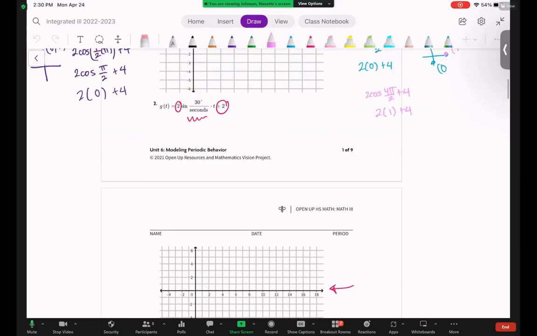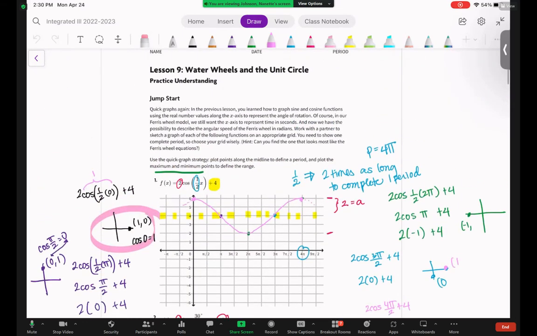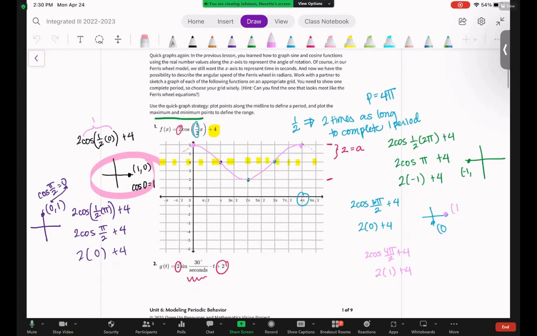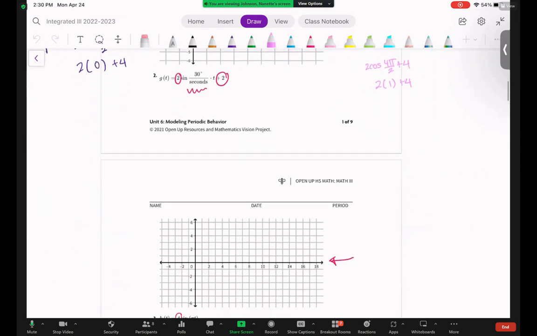Okay, so we are in 6.9 jumpstart problem. And it's basically asking us to graph these functions relatively quickly. And so this is what I did for number one. And it's a lot of writing, but when they say a quick graph, they're relying on the fact that you know what each of these numbers do.